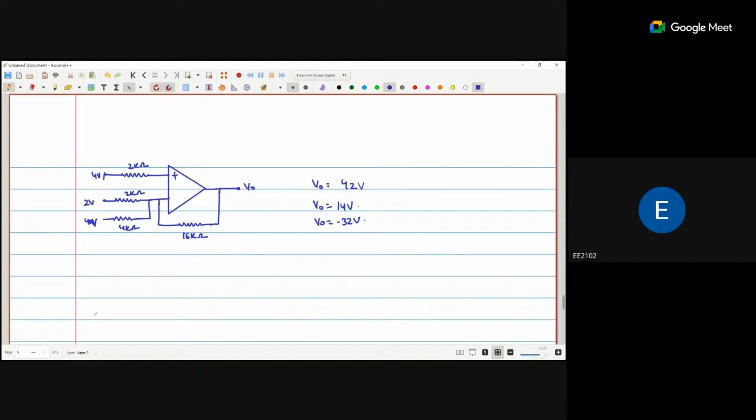Okay. So first we apply the 4 volts and the remaining 2 will be grounded. So the circuit should be like that: 4 volts, 2 kilo ohm, positive on the ground. Sir, the answer is 20 volts. Plus or minus? Plus. Okay, plus 20 volts. Sir, 24. Sir, 24.